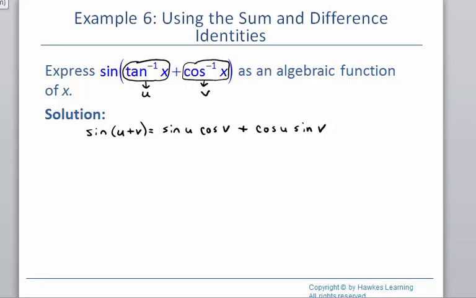Okay, so for angle u, I'm going to draw my right triangle. We're going to put angle u here, and we're going to plug in what we know. Okay, so we know that tangent inverse of x is equal to u.